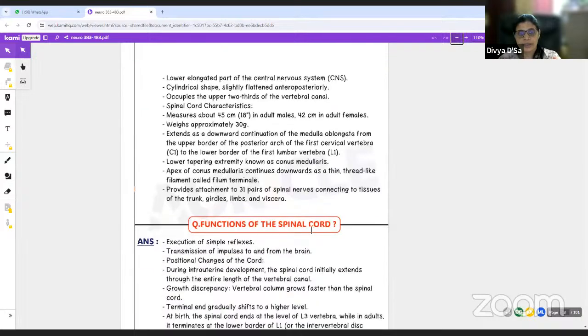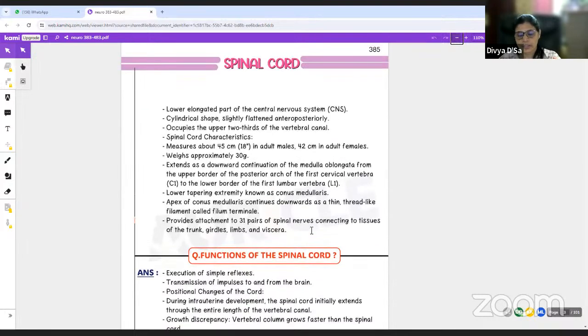Now coming to the spinal cord. The spinal cord is a very important topic, can be asked as a 5-marker question, and part of it can be asked as 3 markers too. The spinal cord is the lower elongated part of the central nervous system. It is cylindrical in shape, slightly flattened anteroposteriorly. It occupies the upper 2/3 of the vertebral canal.